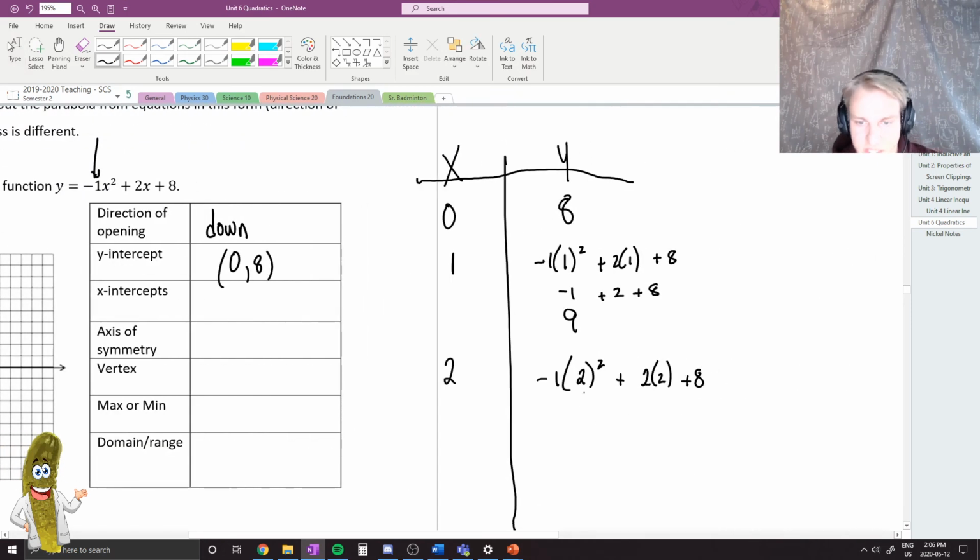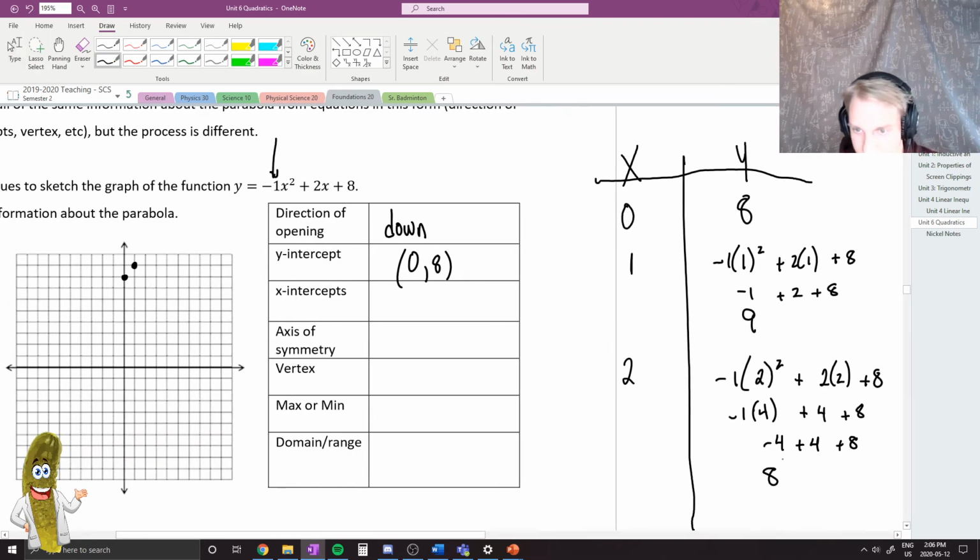So when we plug these values in, you get -1 times 4 plus 4 plus 8. In this case, we are going to end up with -4 plus 4 plus 8. And so what you end up determining then is that when x is equal to 2, y is going to be equal to 8. And whenever you see a point that looks like this, you know that we've actually found the vertex of the graph. And we found out that the vertex of the graph was right there.